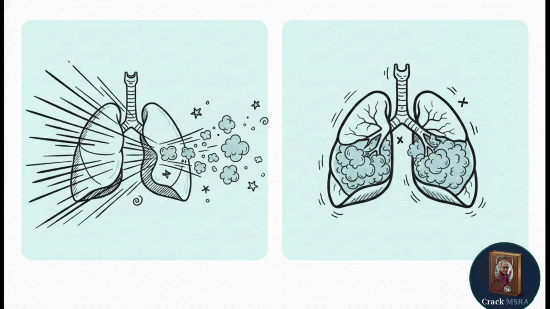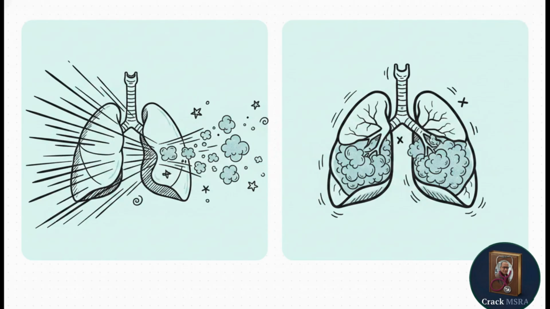Let's break it down. In type 1, the PaO2 drops below 8.0 kilopascals, but because the lungs can still physically expand, the body's natural reflex is to hyperventilate. It's working overtime. This blows off the CO2, leaving it normal or even low. Think pneumonia or pulmonary embolism.